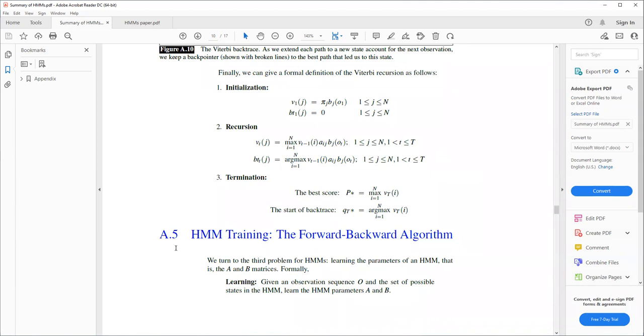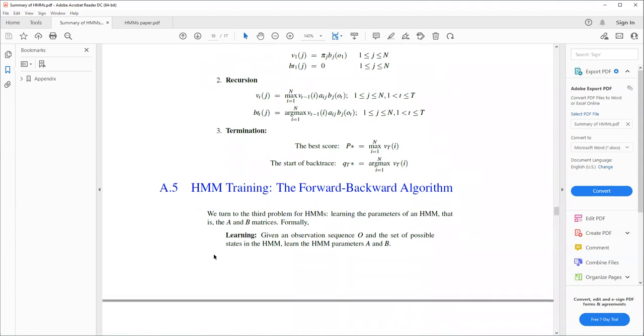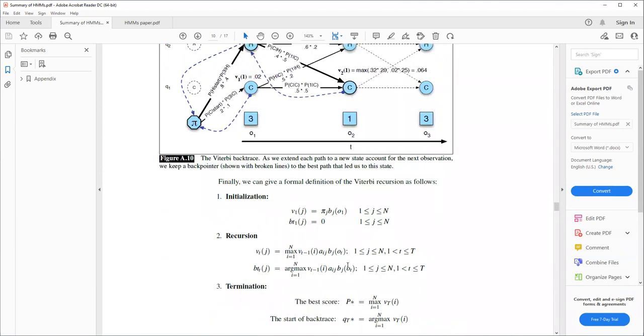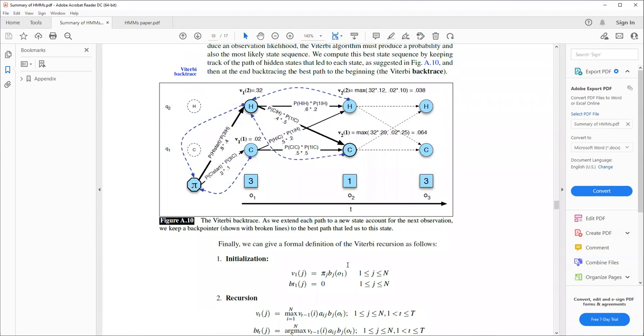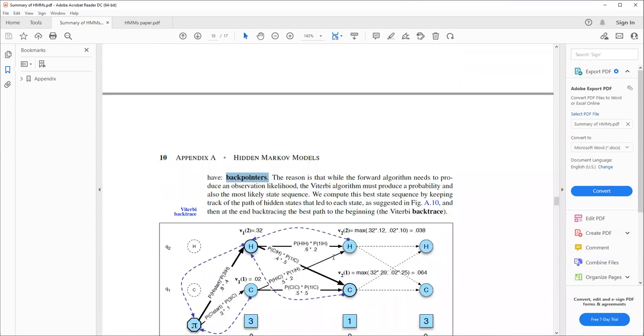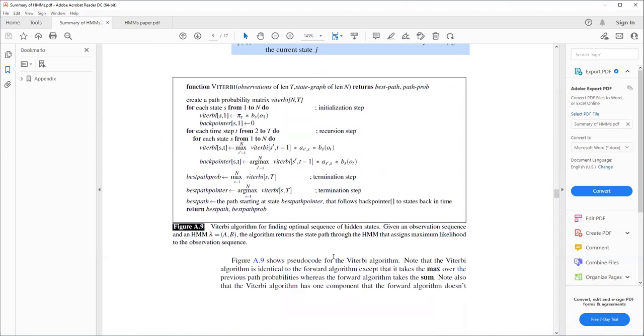Finally, the next problem that I'm not going to discuss here is the forward-backward algorithm that is used to train the HMM and determine the HMM parameters, learn the HMM parameters. That is out of scope. For this exam, what you need to do is you need to understand that again.